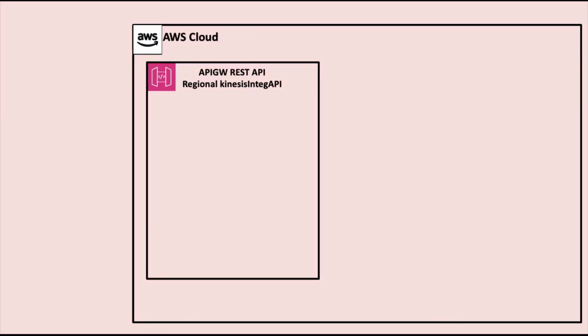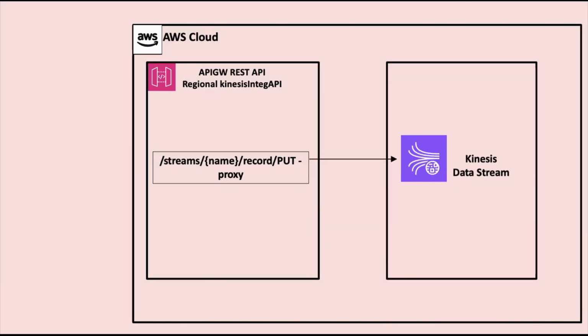So we have created one REST API called Kinesis Integration API with a type regional endpoint. Now this will have one resource called streams, and there is a name of the stream and the record. That means we are passing the stream name as the input to the request, and we are using the put method, which integrates with the backend, which is the Kinesis data stream. So API gateway directly integrates with the Kinesis data stream by calling the respective action on the Kinesis service.